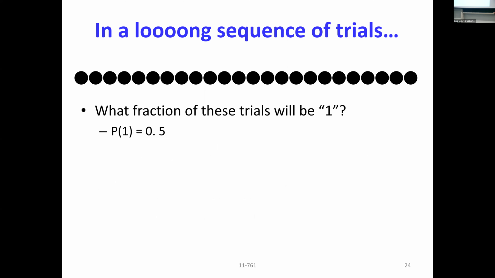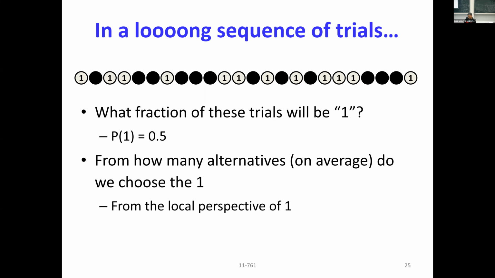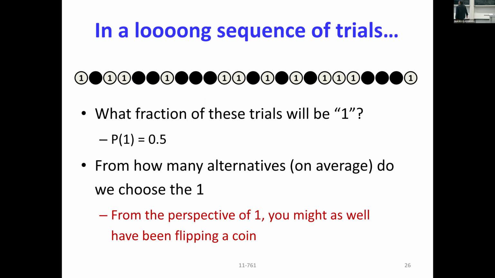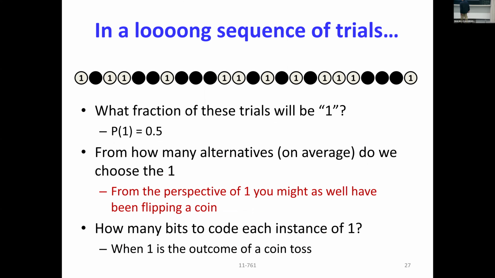Now let's move on. Let's consider another one. If I consider the number 1, what fraction of the outcomes is 1? 1/2, right? So every second one is going to be a 1. And from the perspective of 1, what was it the outcome of? It was a flip of a coin, right? So from the local perspective of 1, you might as well have been flipping a coin. So how many bits to encode each instance of 1? There are n over 2 times 1, right?